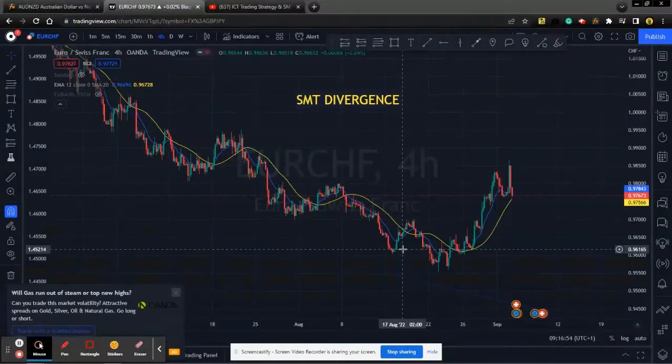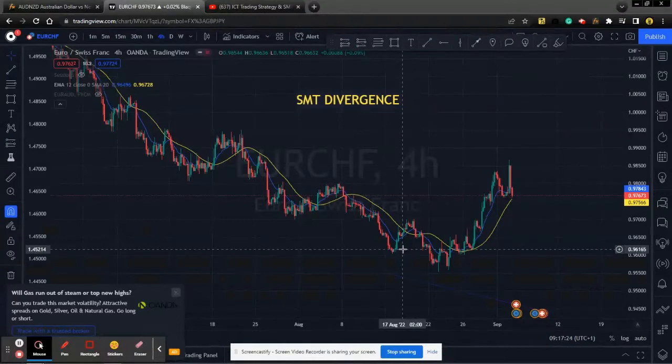For me, I will always really like to use pairs that are positively correlated. A good example is USD JPY and the US dollar index. These pairs move in the same direction. If the US dollar is going down, you will find USD JPY moving down, and you will find the dollar index is moving down the same way.